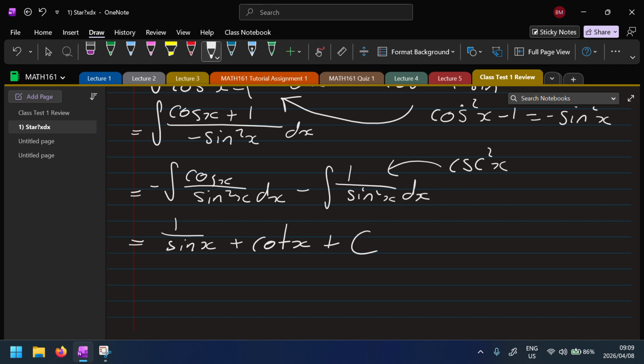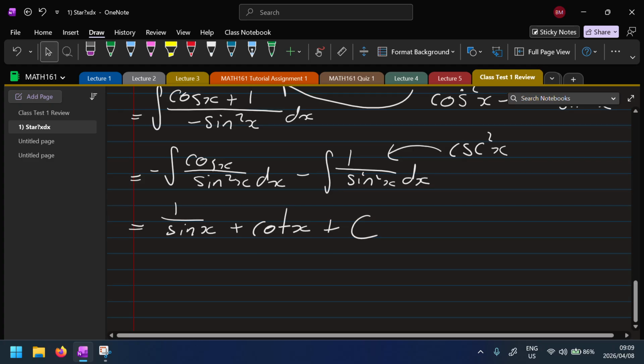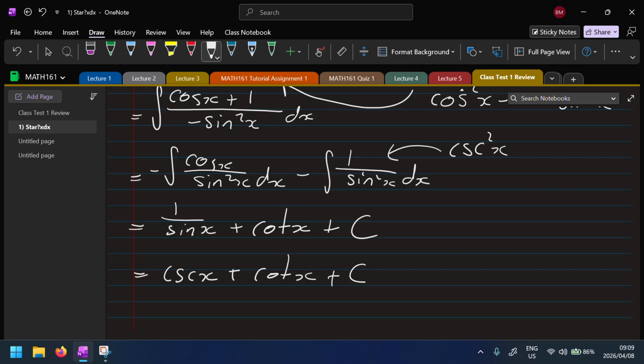If you change the 1 over sine to cosec, that's fine. You didn't have to do that. So you could have written this as cosec plus cotan. Okay, that's not really needed. If you left it as 1 over sine, you got all the marks for that.